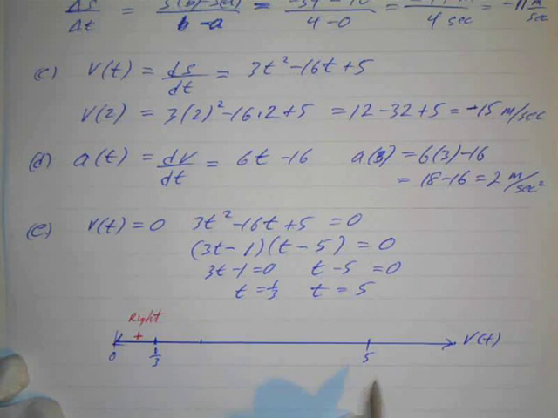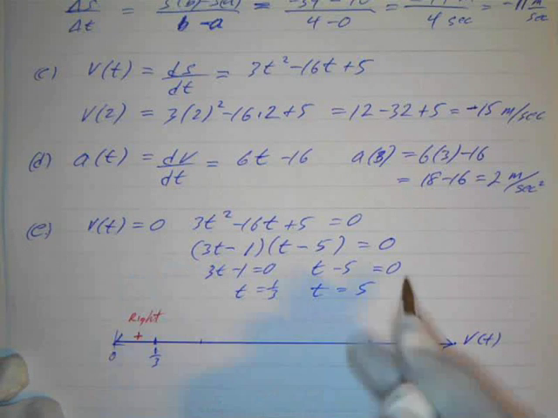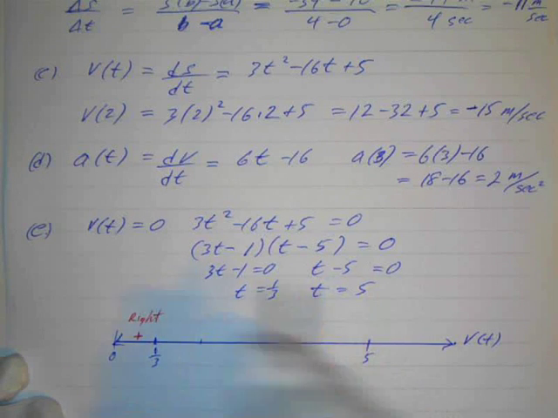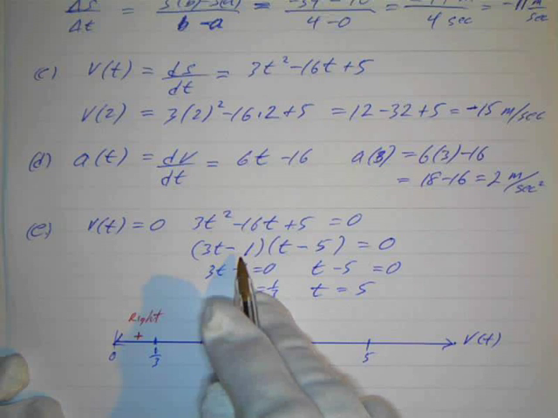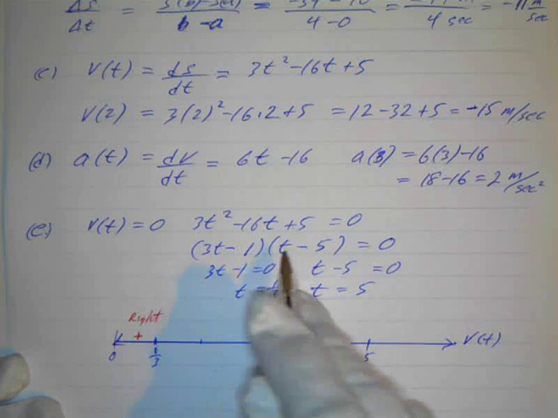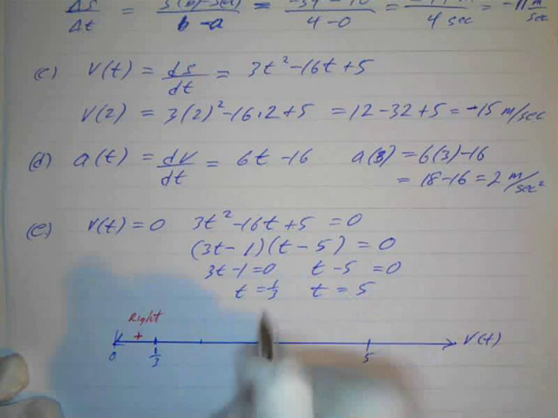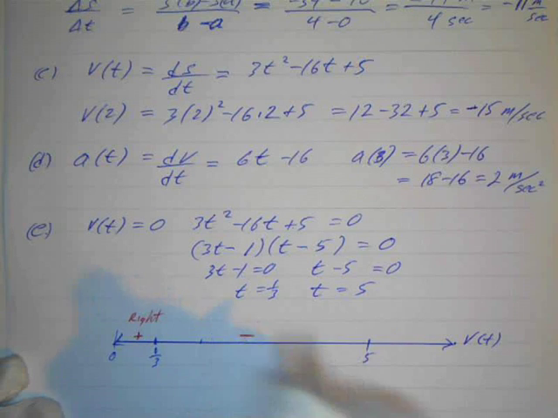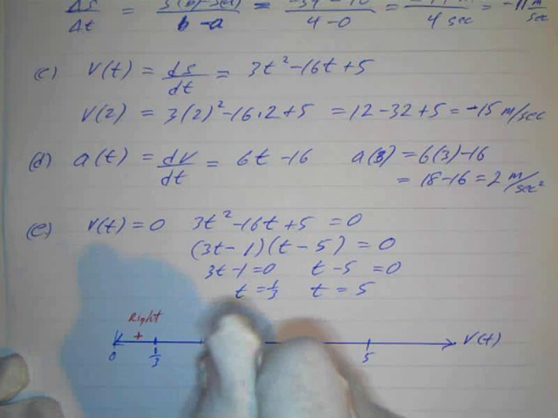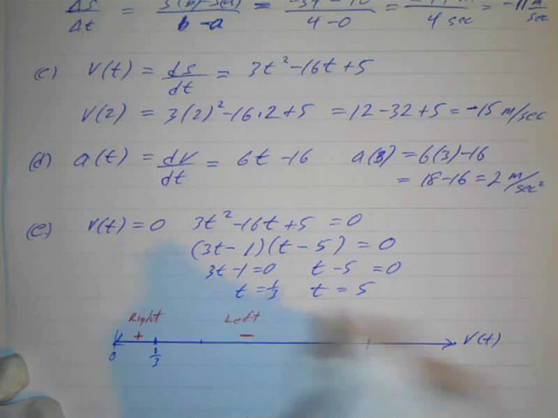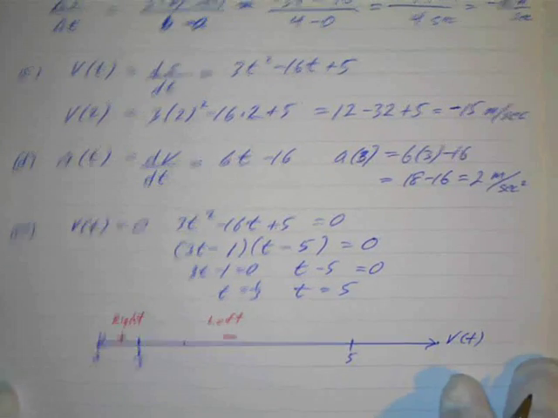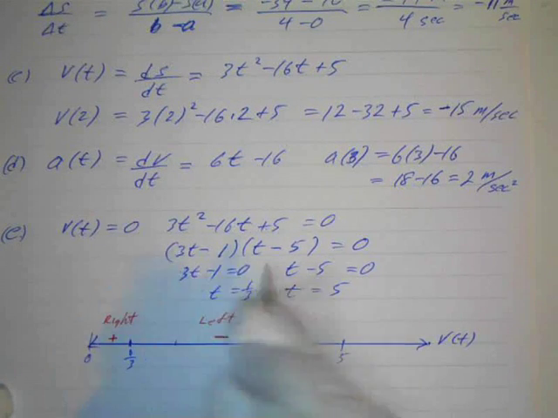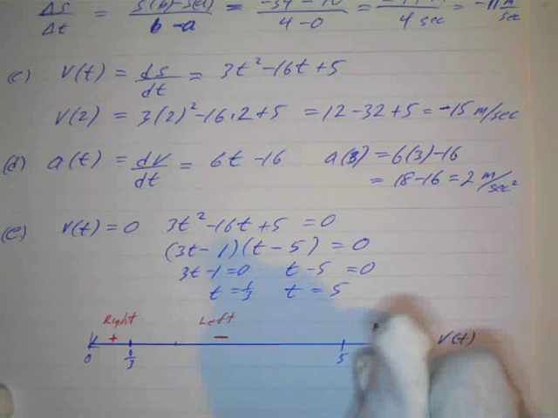Now let's put 1 in here. If I put 1, 3 times 1 is 3, minus 1 is positive, but 1 minus 5 is negative, so I got a positive times a negative, so this is going to be negative in here. So that means I'm moving to the left. And then I can put 6 in here, and this would be positive, and that would be positive, so I've got a positive. That means I'm moving to the right.